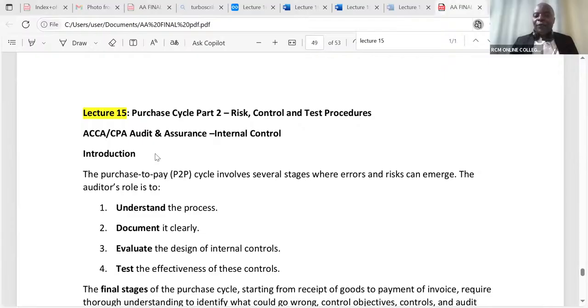Now, introduction. First of all, we start with the reminders. The purchase to pay cycle involves several stages where errors and risks can emerge. The auditor's role, remember, ladies and gentlemen, in any control systems: we are not charged with the responsibility of designing and implementing internal control systems of our clients. No.